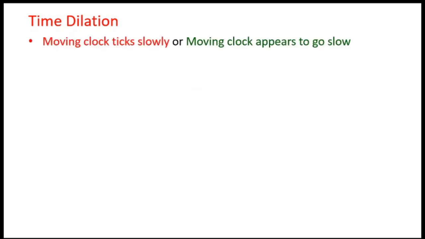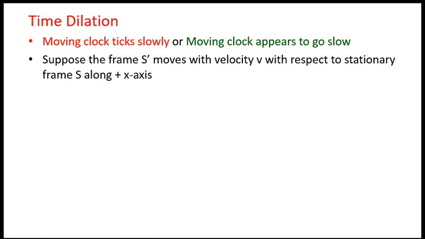Now, based on this time dilation, we can prove that a clock which is moving ticks slowly, meaning a moving clock appears to go slow. So just see how we can do this. Suppose that the frame S dash moves with a velocity v with respect to a stationary frame S along the positive x-axis. Let an event occur in the frame S dash.